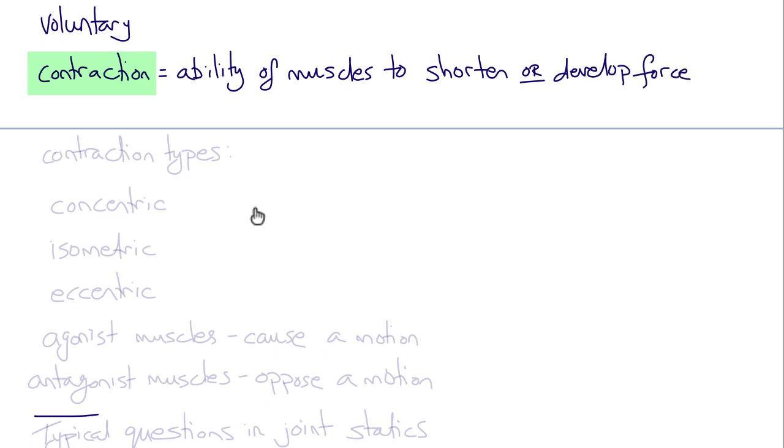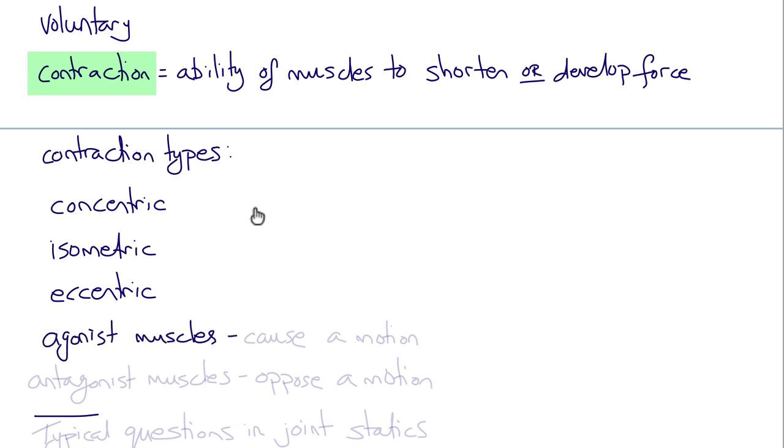So there are several types of contraction. Concentric contractions are muscle contractions that result in muscle shortening. Isometric contractions are muscle contractions where the muscle develops force at constant length, and eccentric contractions are contractions that occur when the muscle is lengthening, such as when you're walking downhill or riding a bike. Agonist muscles are muscles that cause a motion, whereas antagonist muscles are muscles that oppose a motion.